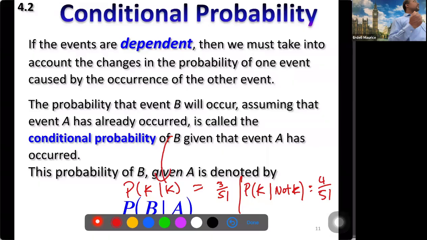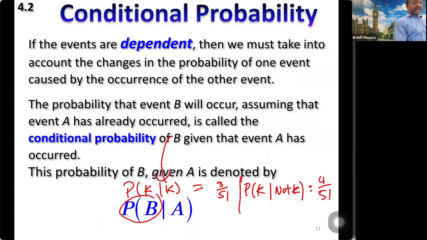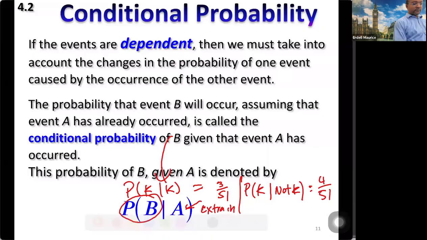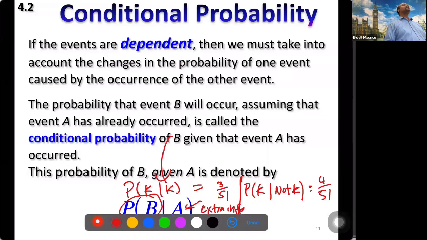Yes? Questions there? So the first piece is the probability I'm asking you to find. This is the extra information. And that extra info changes the probability. Well, not always, but it can change the probability. We say it reduces the probability space. Questions there?